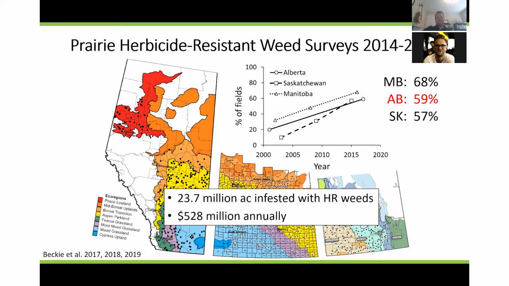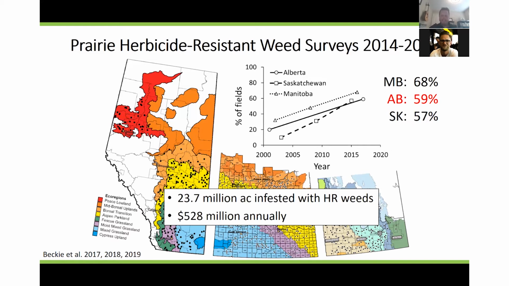Other useful statistics that we can derive from these surveys are the area of infestation of herbicide-resistant weeds on the prairies, currently estimated at about 23.7 million acres. The important part about this survey is that it's paired with a grower management questionnaire, and with farmer-reported responses to questions, we can estimate the cost of herbicide resistance for Western Canada. Covering these 3 prairie provinces, it's currently estimated at about $528 million annually.